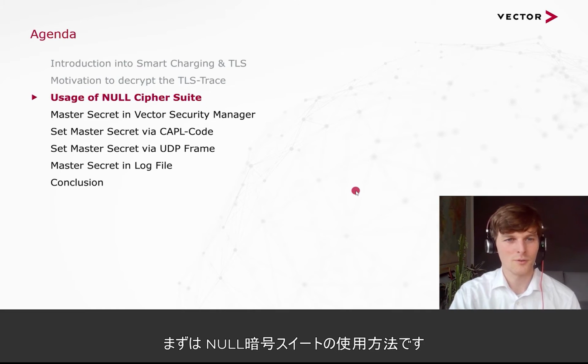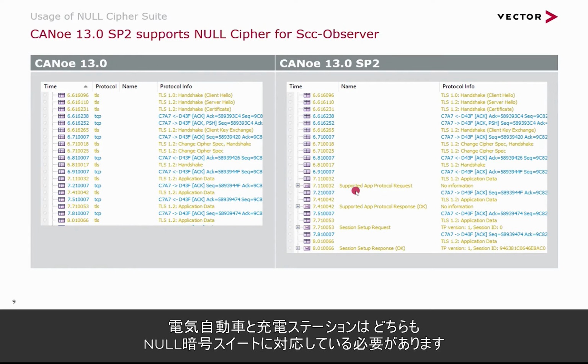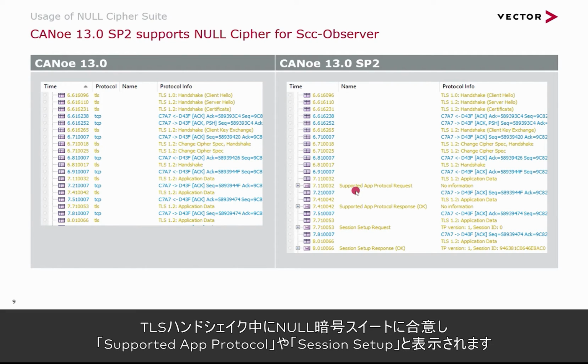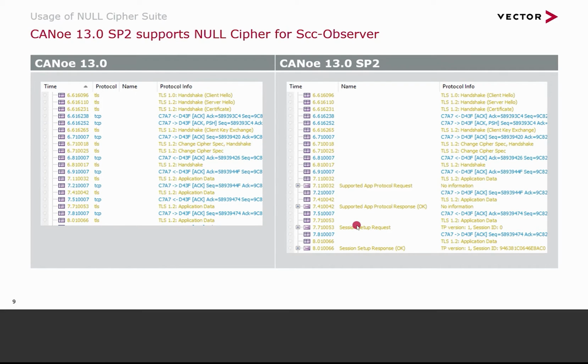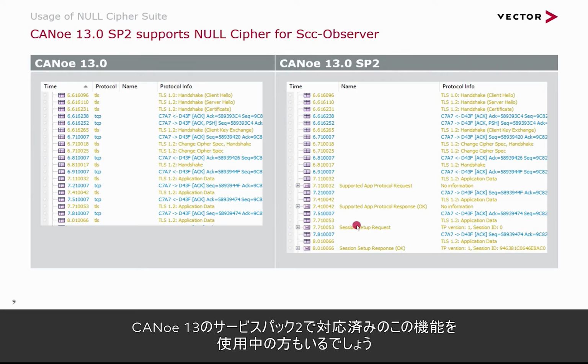First of all, how to use the Null cipher suite. As I said already, both sides have to provide Null cipher support, so the electric vehicle and the charging station. They will agree to this Null cipher suite in the TLS handshake, and you will see the messages here. So you can see the supported protocol and session setup. This is already supported since CANoe 13 Service Pack 2. So maybe some of you already use this feature.